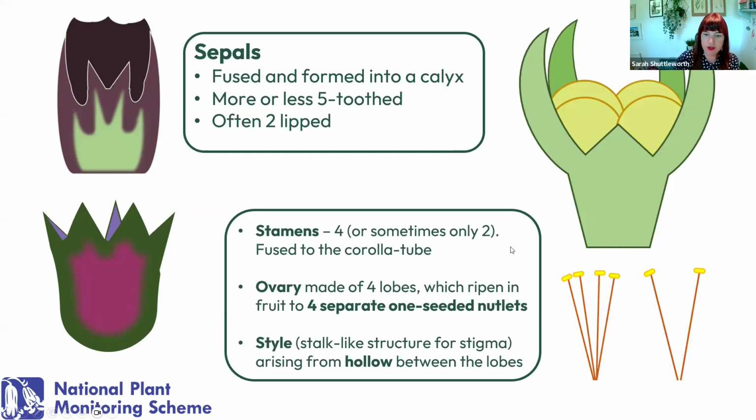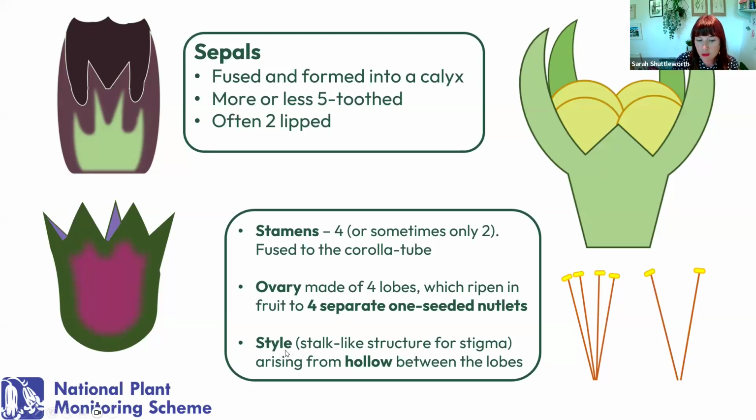Usually 4 stamens, but sometimes only 2, and they're fused to the corolla tube, which is the flowering part. And this is the next really key thing. The ovary is made up of 4 lobes, which ripen into 4 separate one-seeded nutlets. What that essentially means is that when you pull the little flowering corolla out and you're left with the calyx, you peer down and you see this lovely arrangement of what looks like fresh baked buns in a pack, 4 of them. And that is one of the easiest ways to see that you've got something from the dead-nettle family.